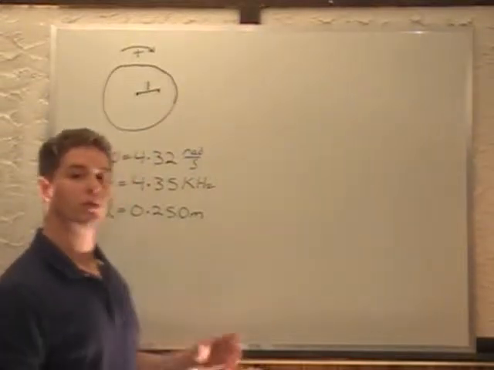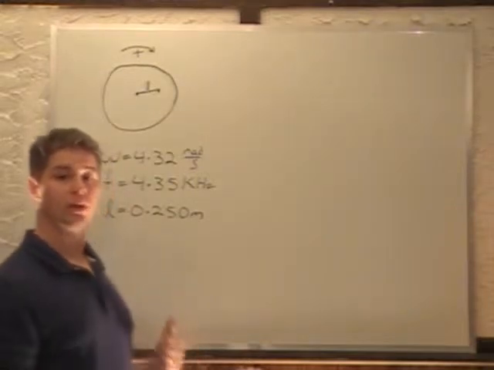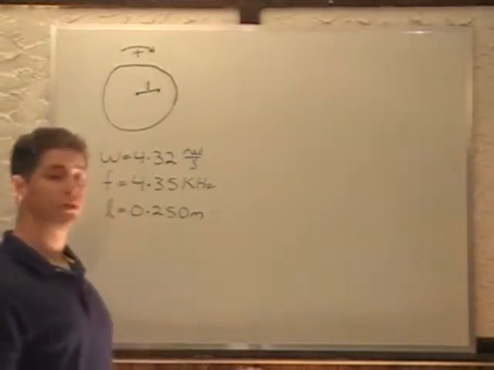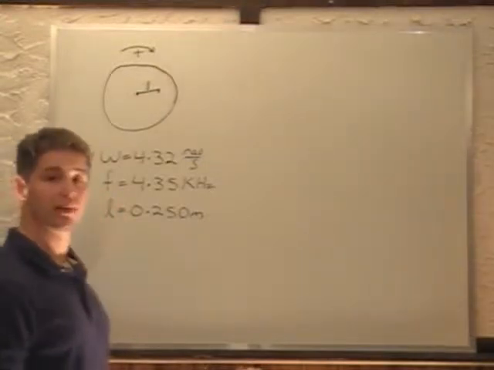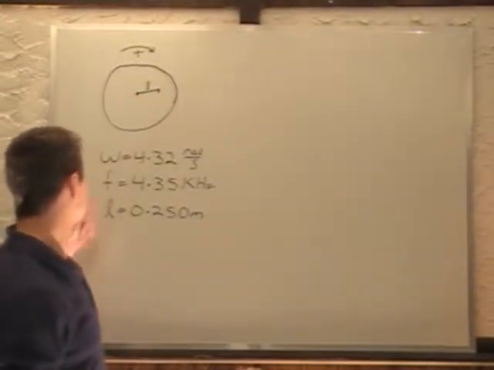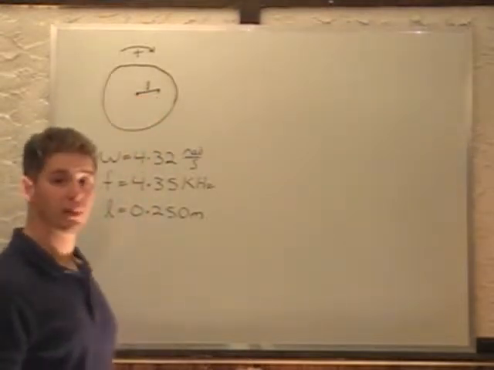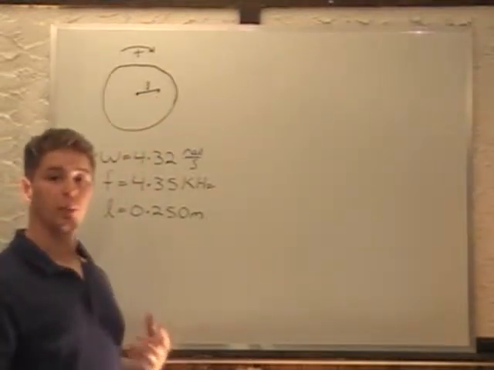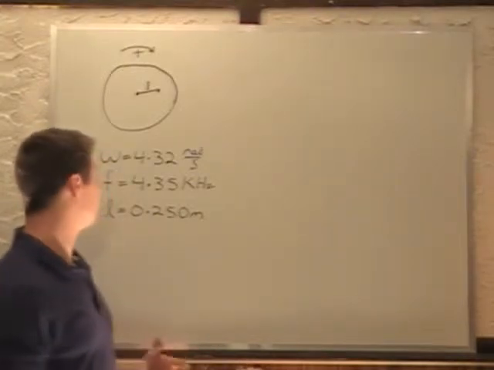In this problem we have a rotating record that is causing a pure tone to be made. And we're told that the record rotates at 4.32 radians per second, that the frequency it emits is 4.35 kilohertz, and that the length away from the center for the needle is 0.25 meters. So we're asked to find the wavelength of the groove used to cause this. So we're looking for wavelength.